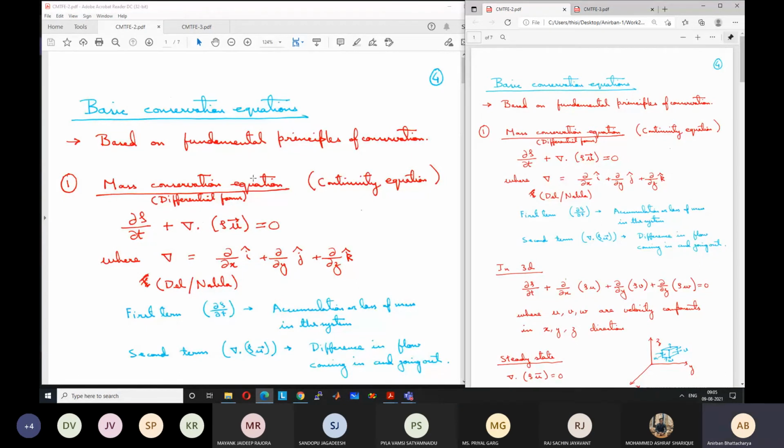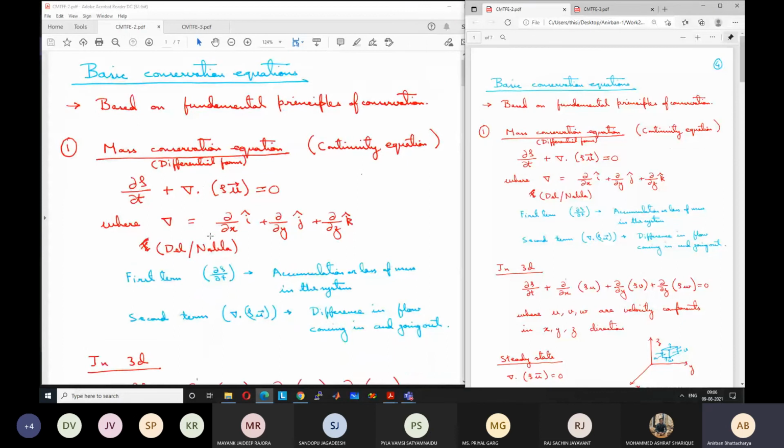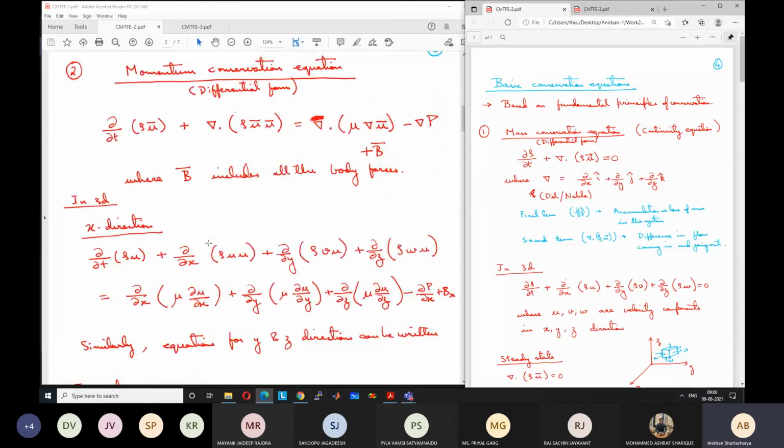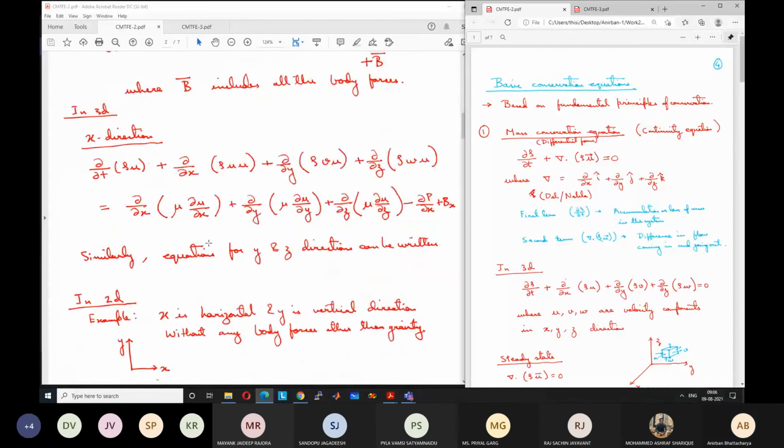So we had discussed the most fundamental equations for conservation, which were mass conservation or continuity equation, and momentum conservation equation. Momentum conservation is a multi-directional equation, so it has separate equations in x direction, y direction, and z direction. Then energy conservation equation, and in some cases there can be species conservation equation where there is a concentration variation.